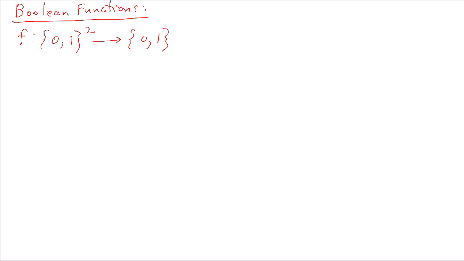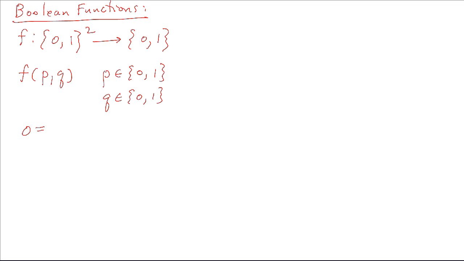So we can think of this f of p and q, where p is an element of {0, 1}, is a Boolean variable essentially. Q is also a Boolean variable, and we think of 0 as being false and 1 as being true in this interpretation.